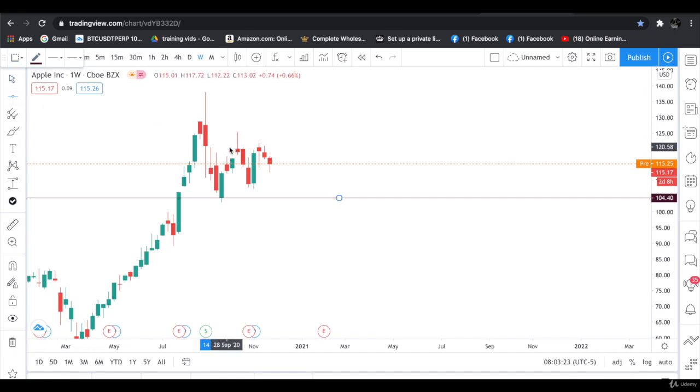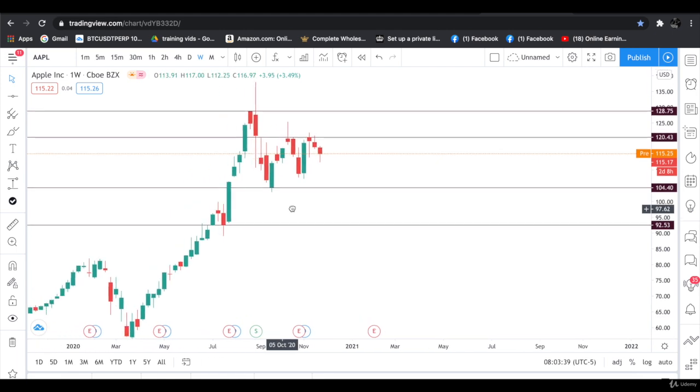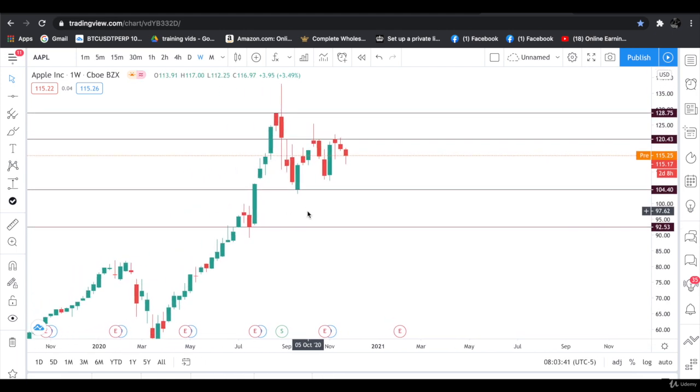We have one resistance level over here. We have another resistance level over here. And we have one support level over here. Now the support and resistance levels are marked. These are essentials, as I have told you in the lectures. We know the key levels from where the price can bounce back or from where the price can retrace. Let's go to the daily chart and find what's going on in the market.